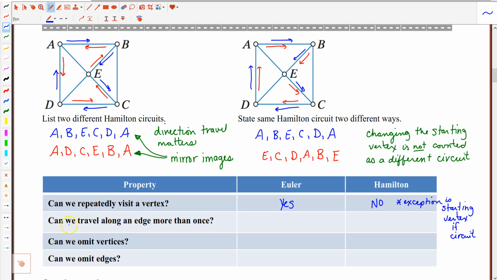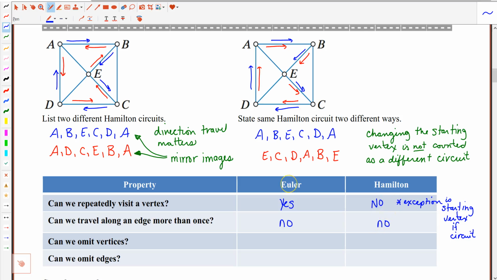For Euler graphs, can we travel along an edge more than once? No, that's the foundation for this Euler concept, that you hit each edge once and only once. What about for a Hamilton graph? Can you travel along an edge more than once? Well, we're going to find that one is also no, but it's no because you can't repeatedly visit a vertex. So the only way you can travel an edge more than once is you would have to visit the same vertex more than once. So no, on these Hamilton ideas you won't be able to travel along an edge more than once either.